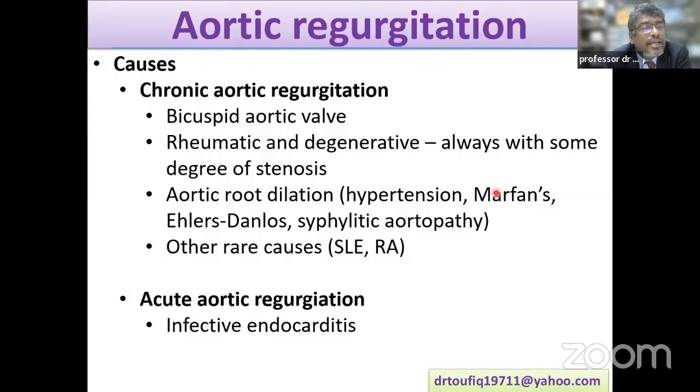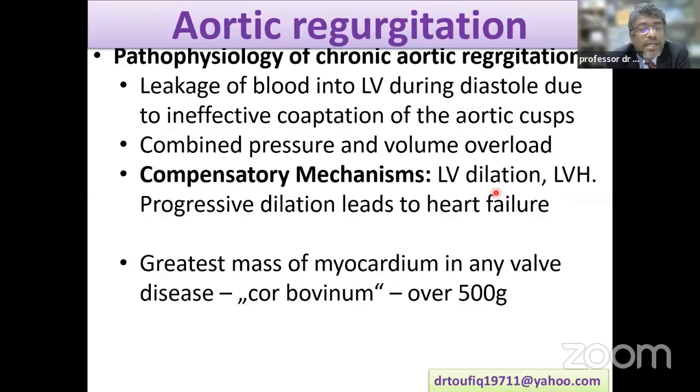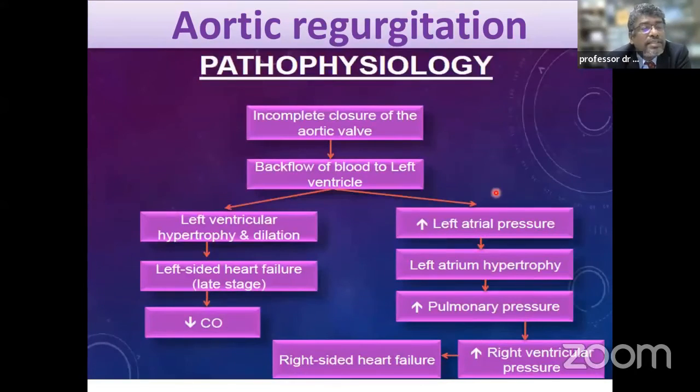And these are the causes we have already discussed, and infective myocarditis may also be a cause of aortic regurgitation. And this is the pathophysiology. If there's incomplete closure of the aortic valve, that leads to backflow of blood to the left ventricle. There's left ventricular hypertrophy and dilatation. There's left-sided heart failure in the late stage, and there is reduced cardiac output.